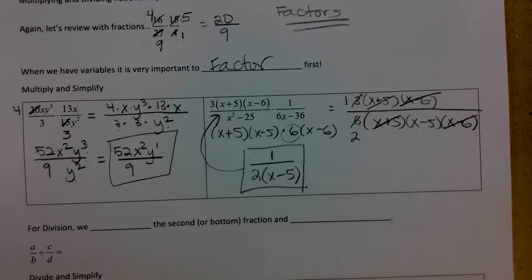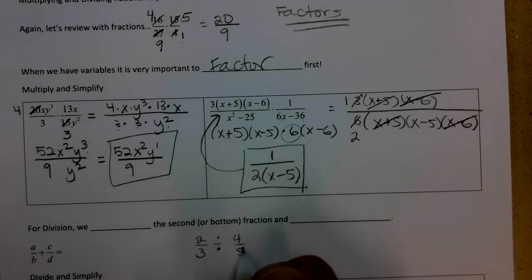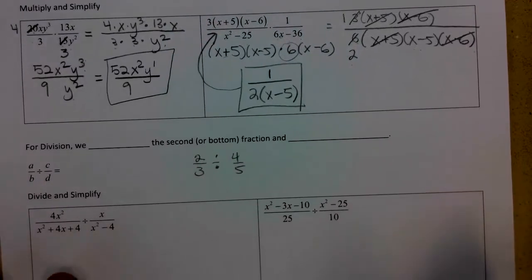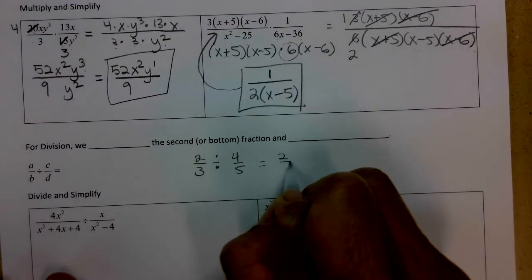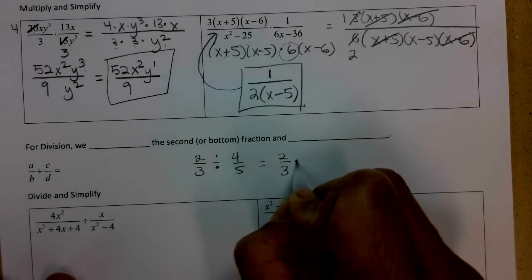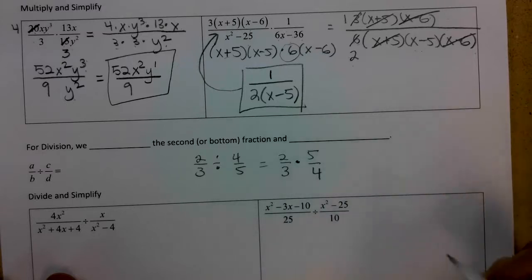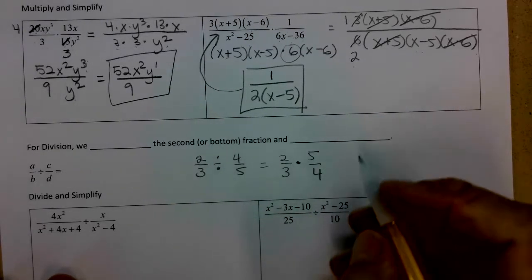Okay, for division, how do we divide fractions? Let's do a quick fraction example here. What if I have 2/3 divided by 4/5? How do we divide 2/3 divided by 4/5? 2/3 times 5 over 4, right? So we flip and multiply. Flip the second and multiply.